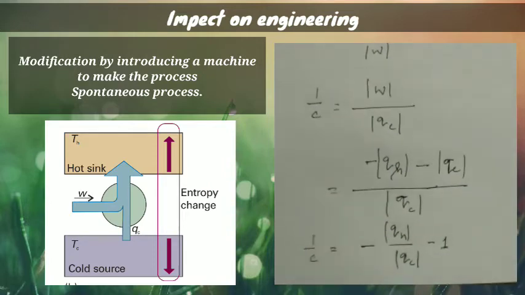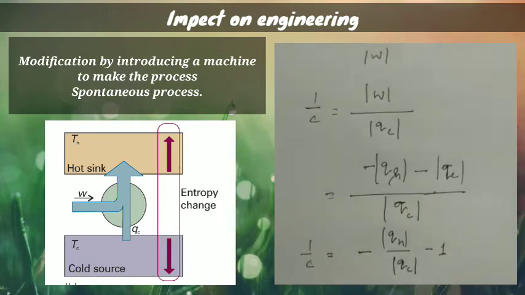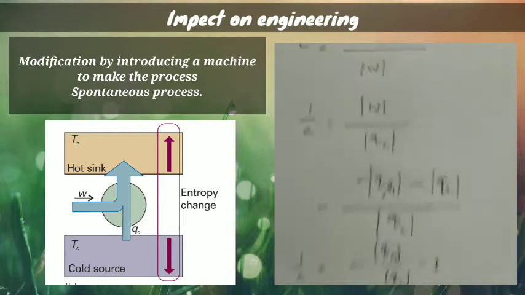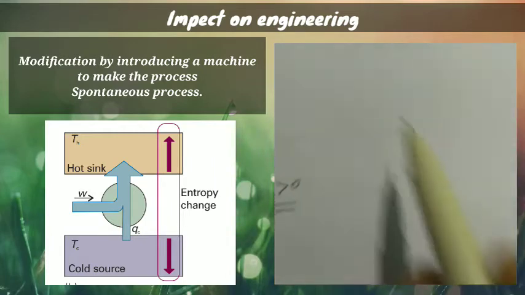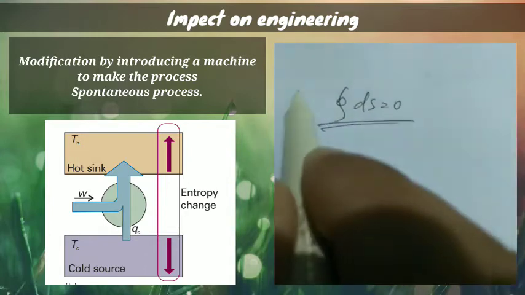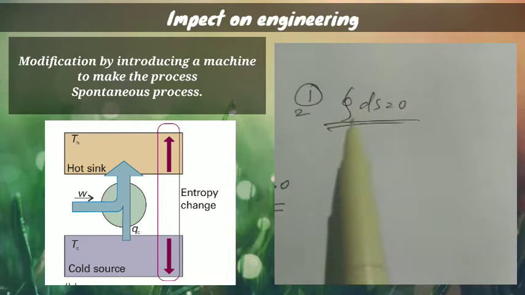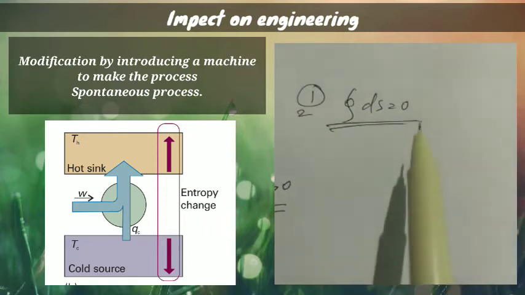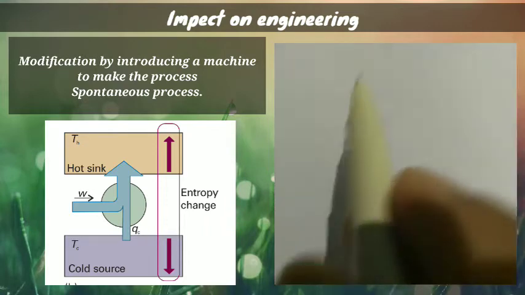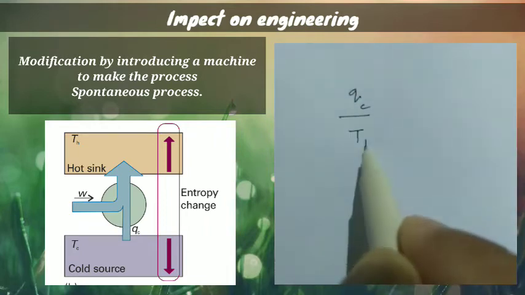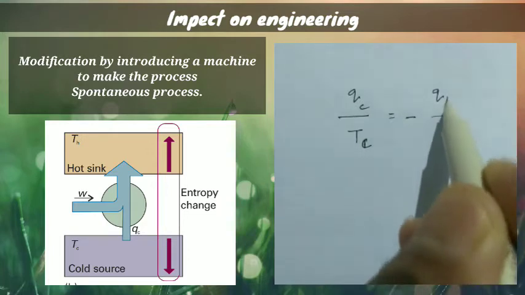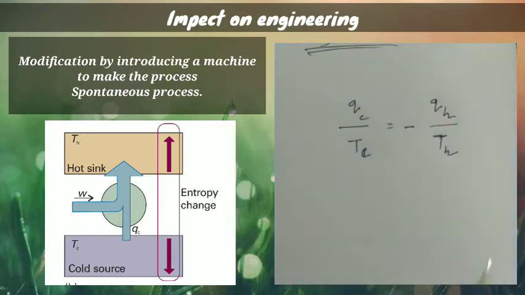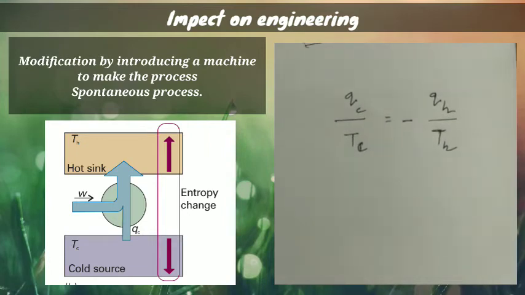Now, interestingly, we are going to use a very important relation. We have already proved one relation in the previous video. If you go through that video, the video was ds is equal to 0, first step, where we proved that the entropy is a state function for a particular type of cycle. So go through that video. You are going to get a relation like qc by tc is equal to minus qh by th. We have already proved this one. It is actually in the justification part.